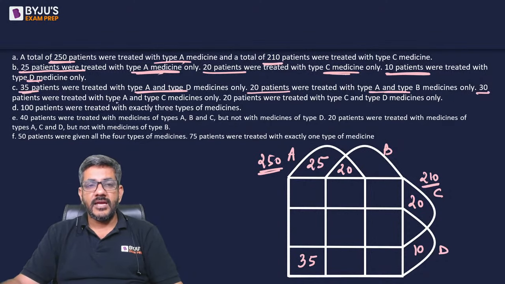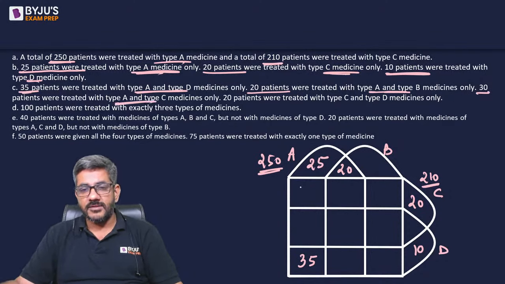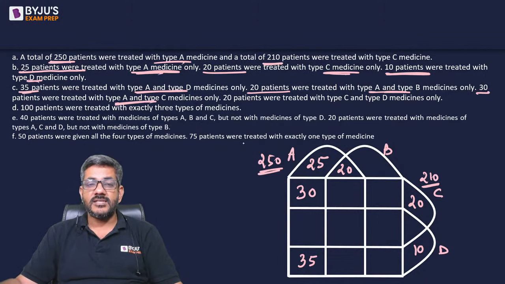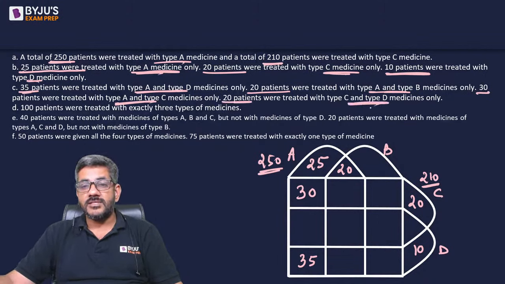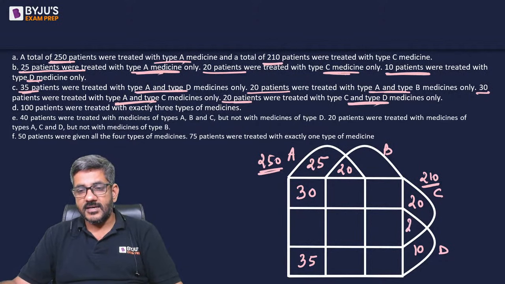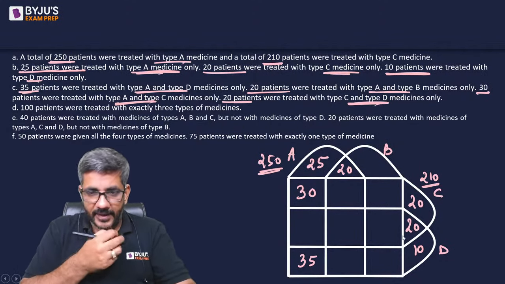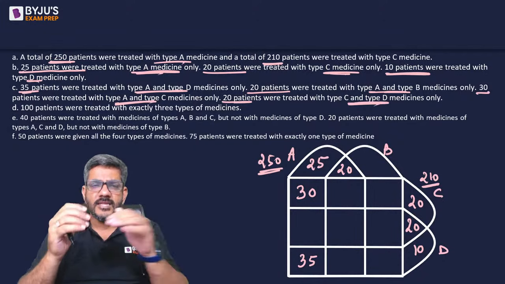30 were treated with A and C only, so this area is 30. And 20 were treated with C and D only, so this area is 20. बिल्कुल सीधी सीधी की हुई है फिगर्स.